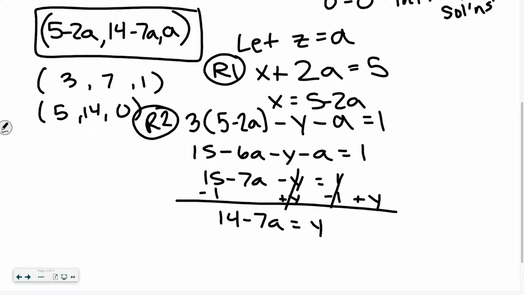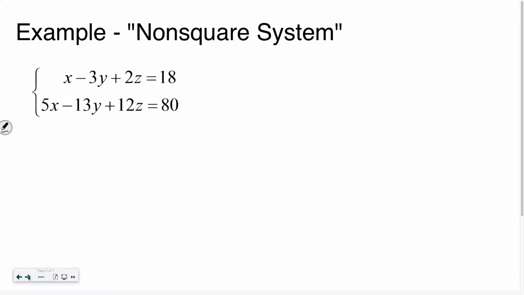Okay. Last example is going to follow this pattern. You're going to have to let a variable equal A. So this is where we need to get comfortable as pre-calculus students. But it's called a non-square system. So I just want you to be prepared when you see something like this.